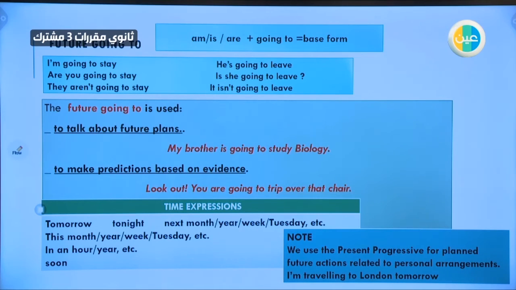Let's look at this note. Sometimes we use the present progressive, yeah, like going to for a planned future action. It's the same, but usually the present progressive is related to a personal arrangement for yourself, not for others, like my brother is going to do that. But here, a personal arrangement for myself. I'm talking about myself. I'm traveling to London tomorrow. So here, personal arrangement, so I use the present progressive: am, is, are, and ing.